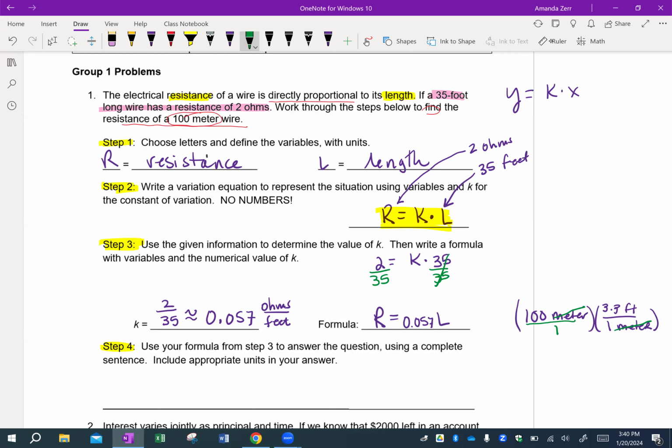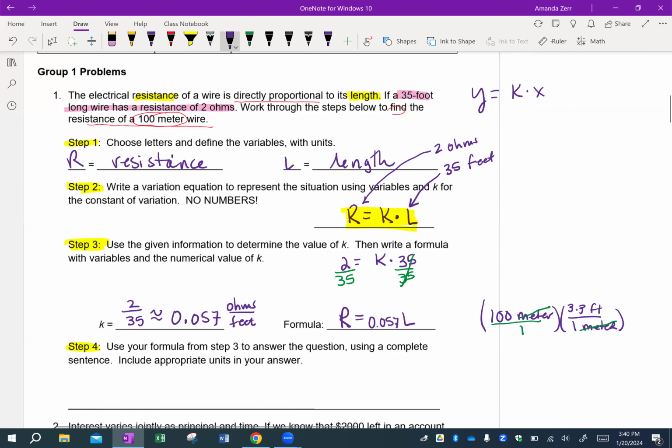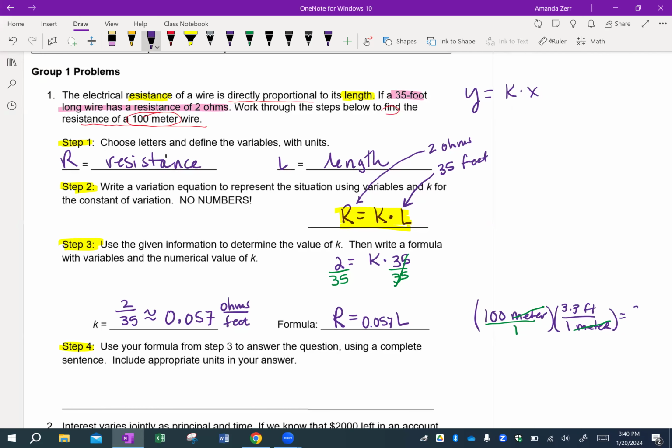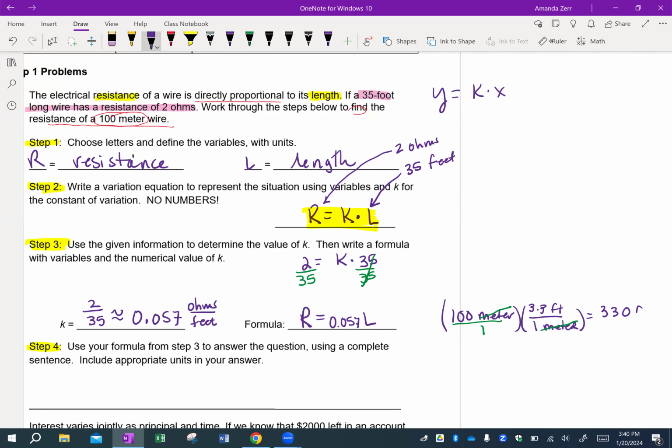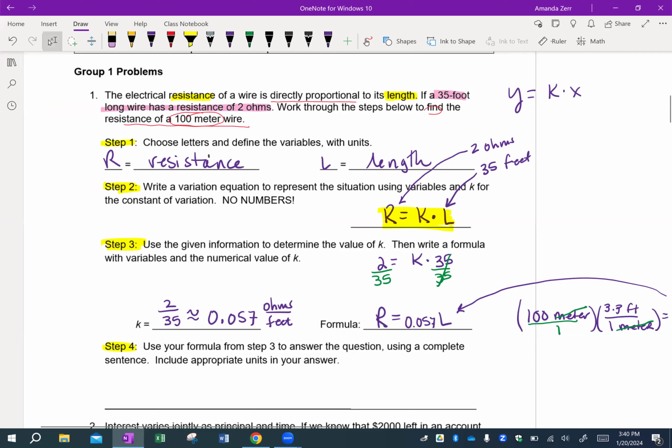So my meters cancel, and now I have that is approximately 330 feet. Okay, so that's what's going to go in for L. So I'm going to plug that in and put that right in for L, and then I'll be able to find the resistance on that wire.